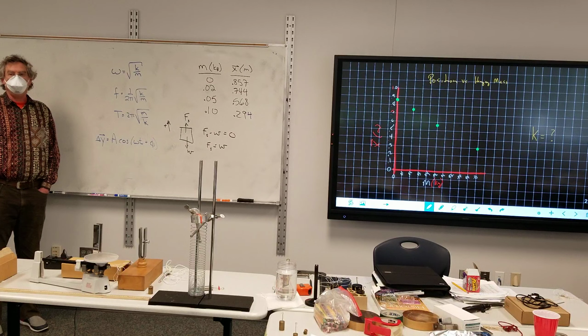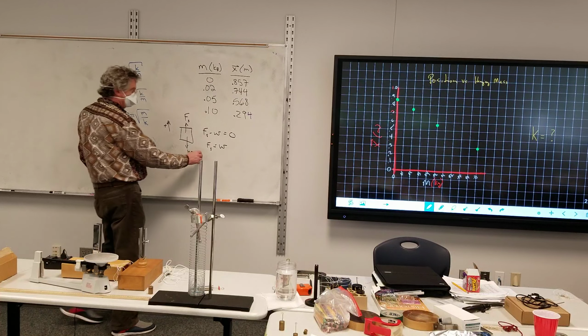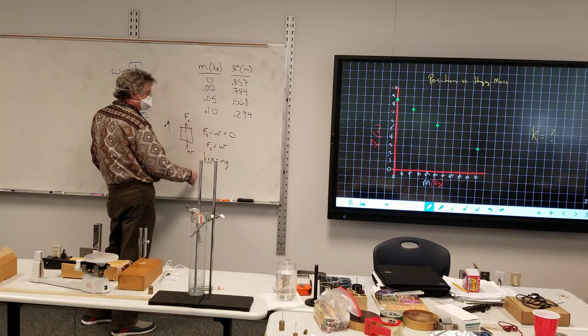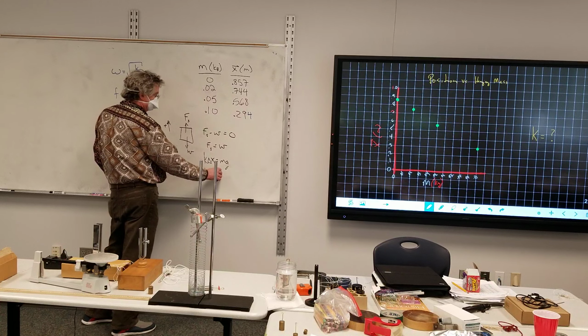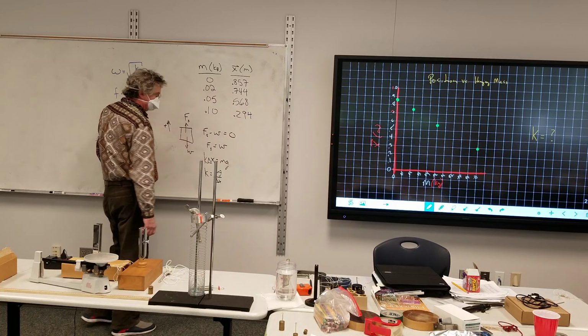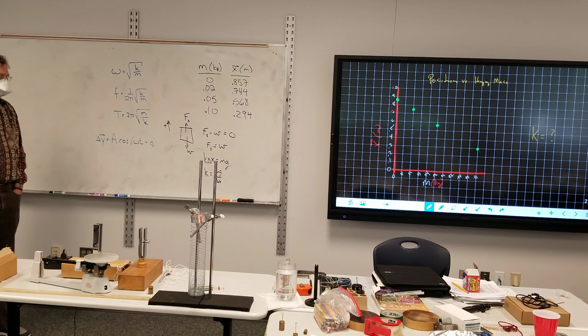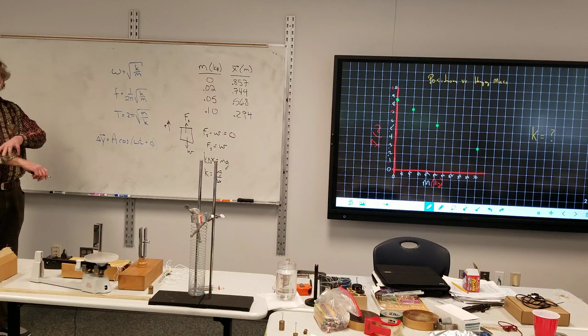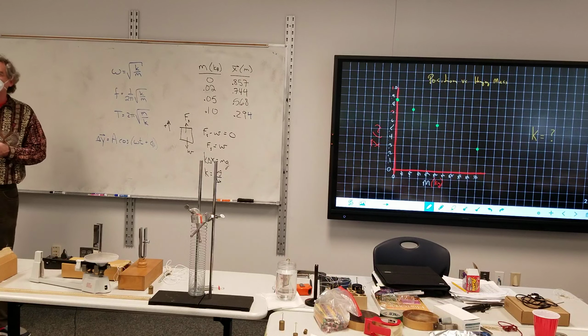What are these equal to? K delta x equals mg. So K, our spring constant, is mg over delta x. Now what? Plug and chug. What would you plug in? Delta x, mg. All right, we have several delta x's from which to choose.